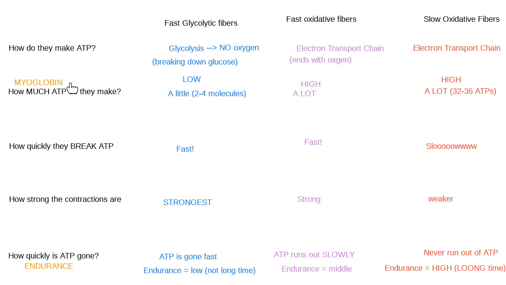Remember, cells are only going to build what they need. If I don't use oxygen, I don't need myoglobin. I'm not going to build it. If I use it as my energy source, I'm going to need to have a lot of that myoglobin. So lots of myoglobin in my types of cells that are oxidative. They're going to have a lot of myoglobin. Glycolytic, not so much.